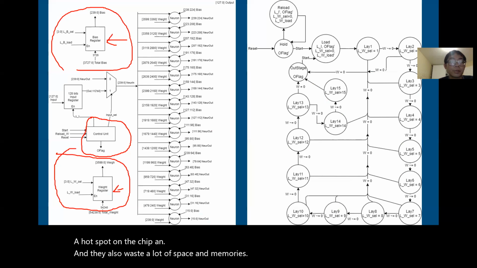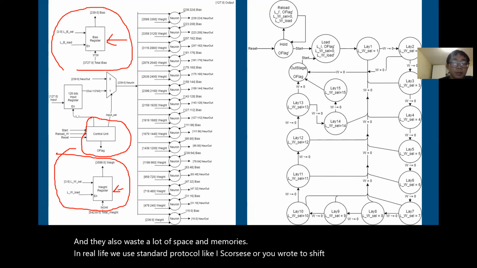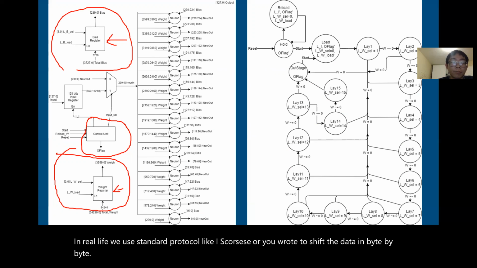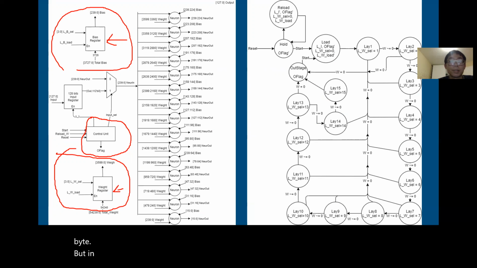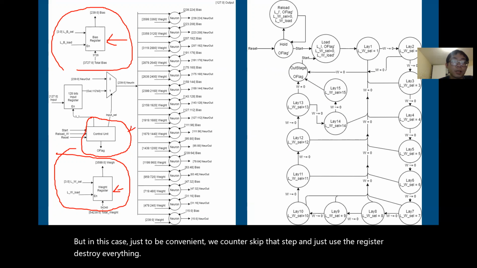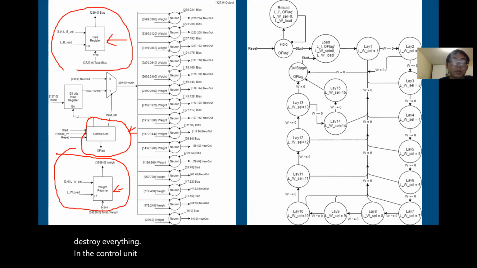In real life, we will use a standard protocol like I2C or UART to shift the data in byte by byte. But in this case, just to be convenient, we skip that step and just use a register to store everything. In the control unit, you could get a more detailed view on the right-hand side of the graph over here.